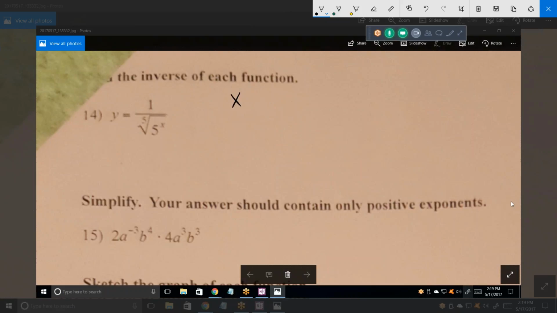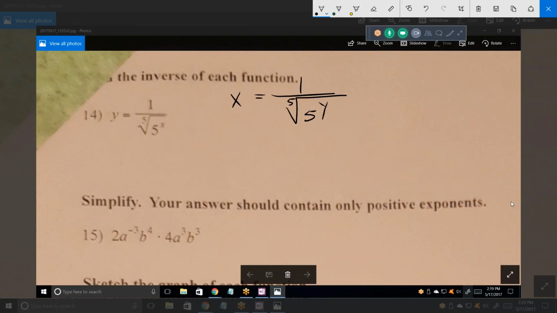So we got x equals 1 over the 5th root of 5 to the y. In other words, all I've done is switch the variables. Awesome. The second step is to solve for y. And once you solve for y, you will have the inverse. Okay. So how do I solve for y?